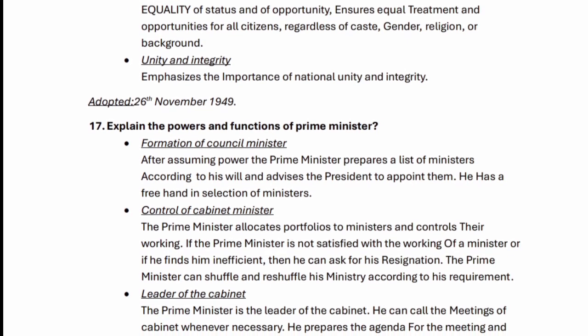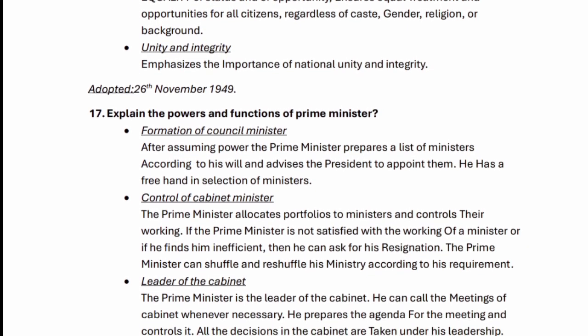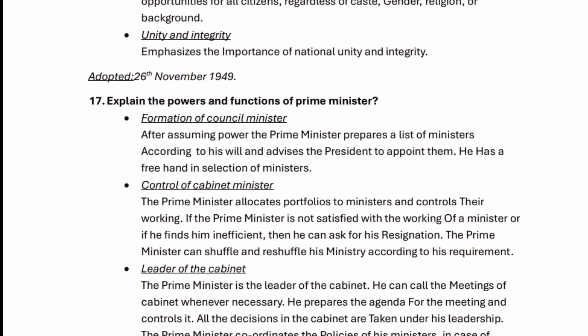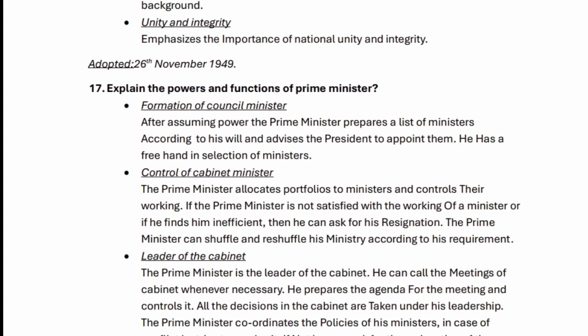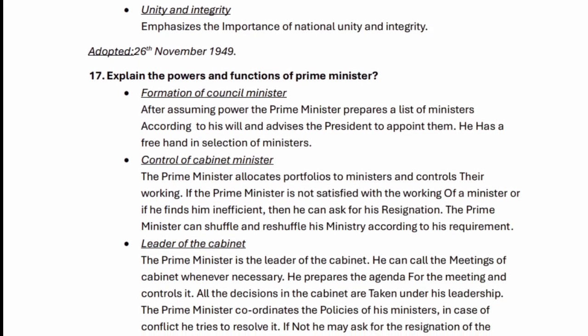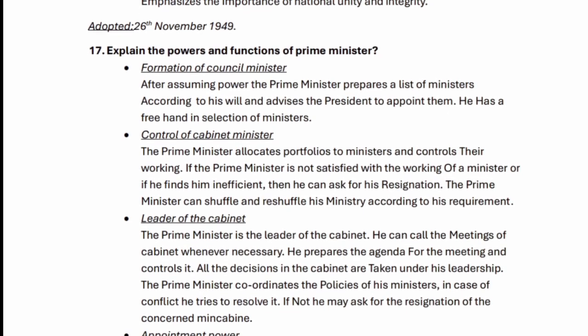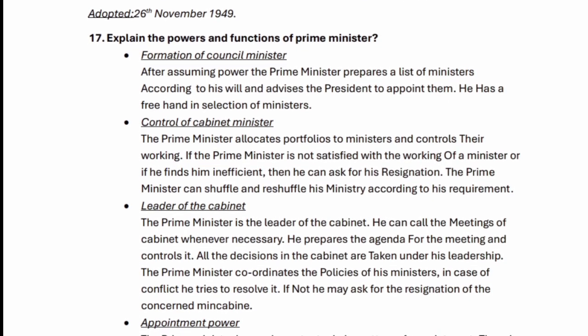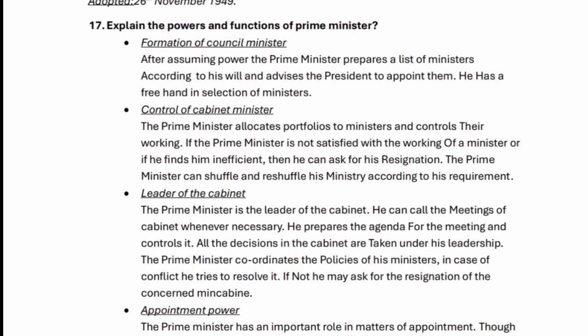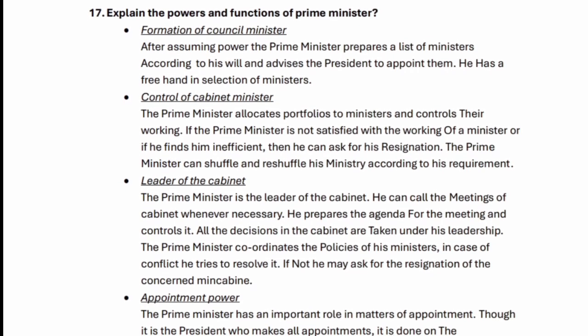17. Explain the powers and functions of the Prime Minister. Formation of Council of Ministers: after assuming power, the Prime Minister prepares a list of ministers according to his will and advises the President to appoint them. He has a free hand in selection of ministers. Control of Cabinet ministers: the Prime Minister allocates portfolios to ministers and controls their working. If the Prime Minister is not satisfied with the working of a minister or finds him inefficient, then he can ask for his resignation. The Prime Minister can shuffle and reshuffle his ministry according to his requirement.